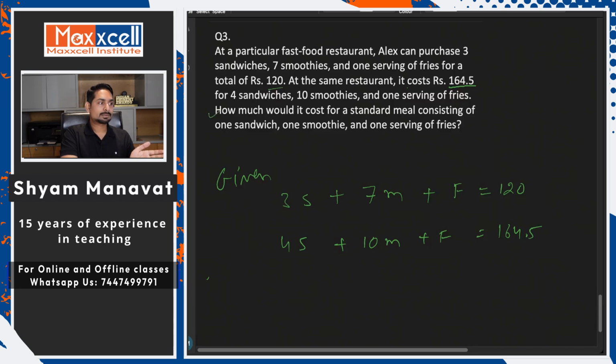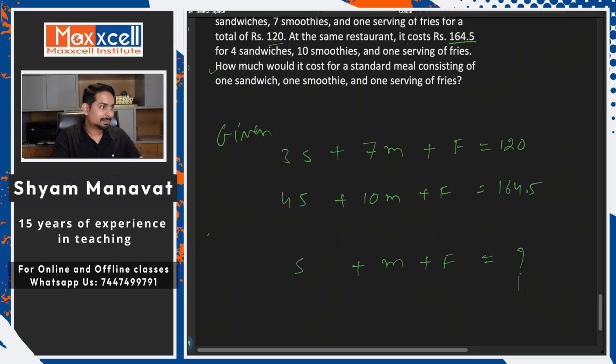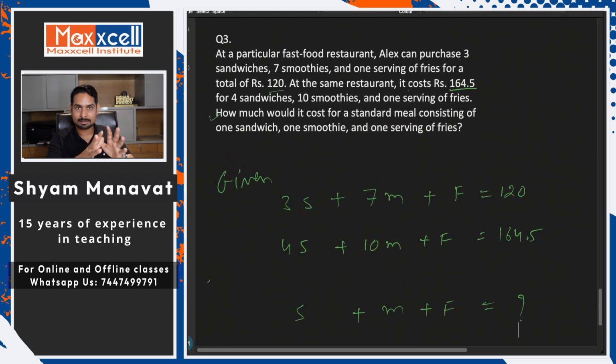How much would it cost for a standard meal consisting of 1 sandwich, 1 smoothie and 1 fries? Okay, 1 sandwich, 1 smoothie and 1 fries. What will be the cost? That we need to find out. Now, what we have learned. Did you understand the question? Did you understand the forming of the equation? I hope that's pretty easy, right?